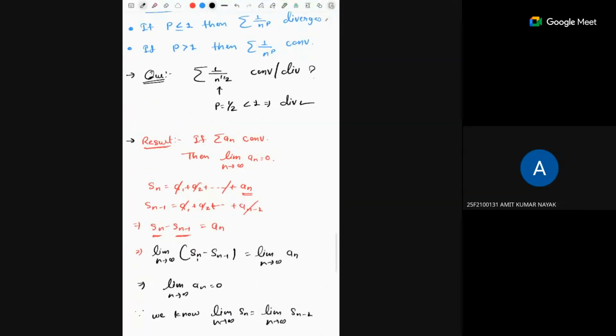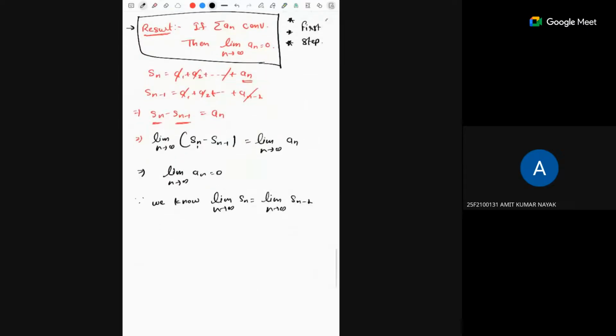Okay, so this is the first result. That means if in a series summation an, the limit n goes to infinity of an does not converge to 0, you can directly conclude that the series is not convergent. This is the very first step you have to check when you talk about the convergence of a series, if they haven't explicitly given which test you have to apply. Okay, so let's take one example of that.